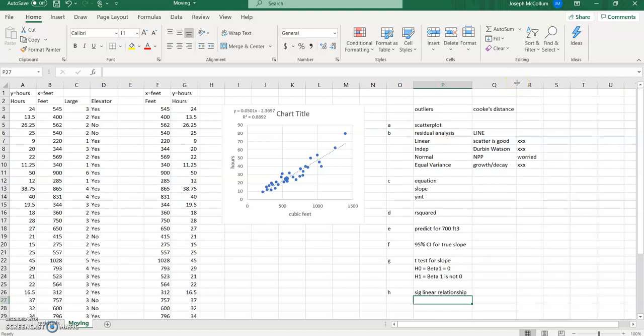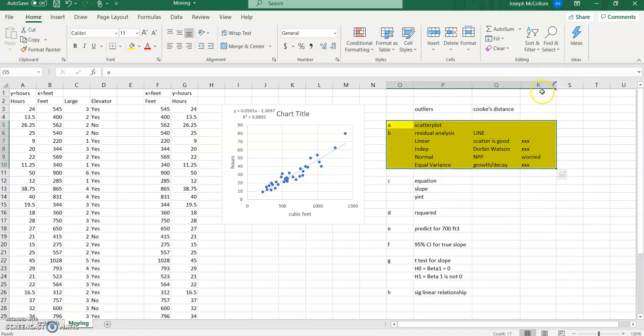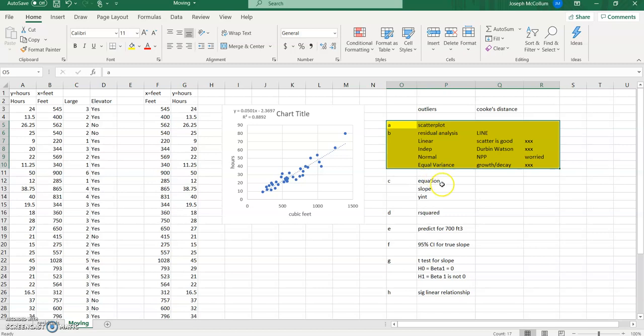Hello everybody, and today we're going to get into part 2 of this video. So in part 1 of looking at the moving data, we drew a graph and we did the residual analysis. So this is what we did in part 1 of this video. Please see that if you'd like to look at the residual analysis.